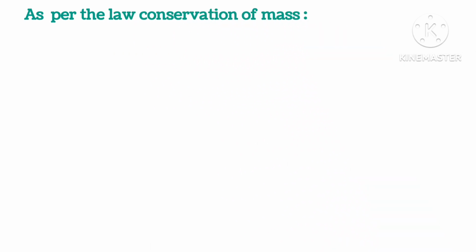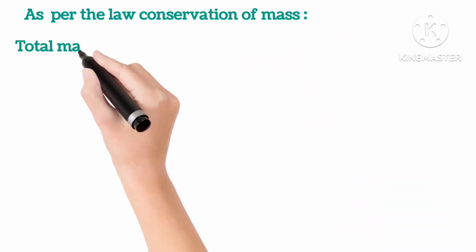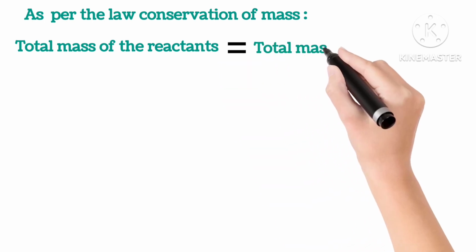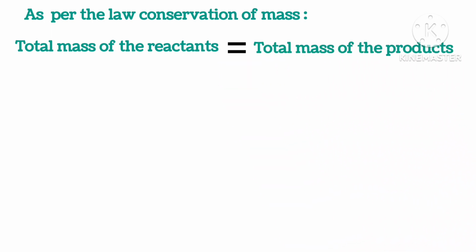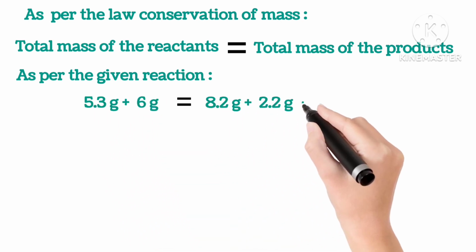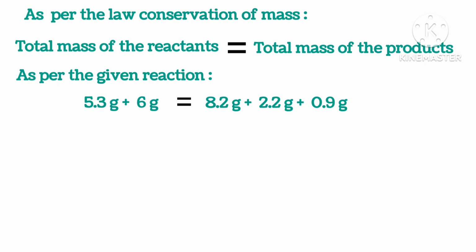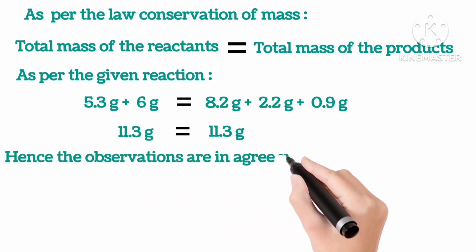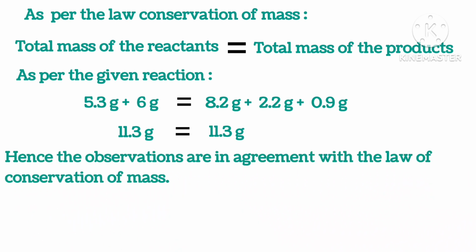As per the law of conservation of mass, total mass of the reactants is equal to total mass of the products. As per the given reaction, 5.3 plus 6 is equal to 8.2 plus 2.2 plus 0.9, which is equal to 11.3 grams on both sides. Hence, the observations are in agreement with the law of conservation of mass.